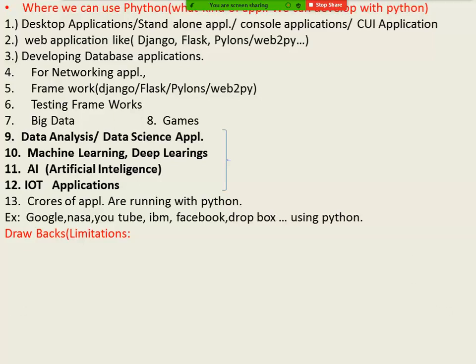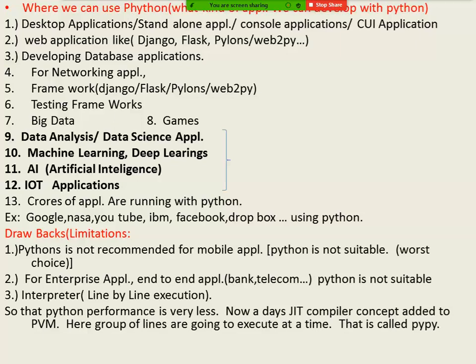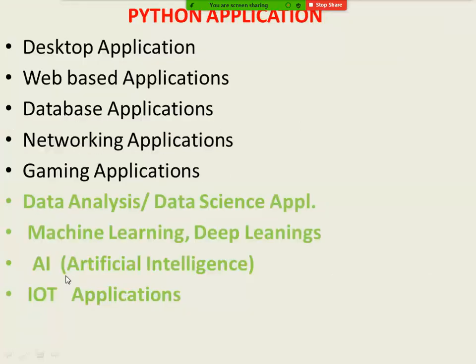Exactly what you said is right. Python is not recommended for developing mobile applications. Number two, we are not in a position to develop any kind of web applications. Number three, Python is a pure interpreter, and because of this, performance is less. These are the drawbacks of Python. I have written web applications in Python also, but these are the main highlights.